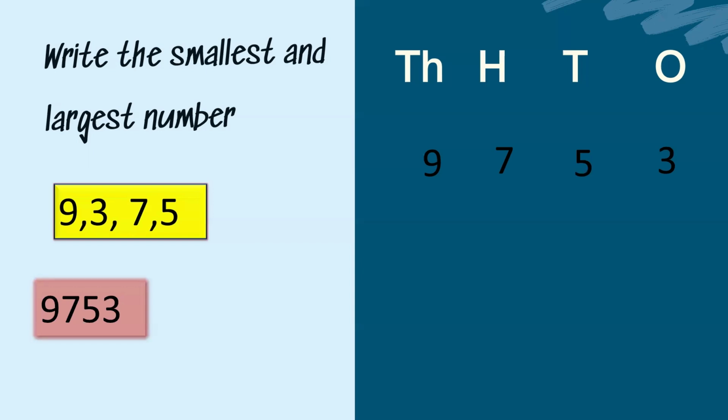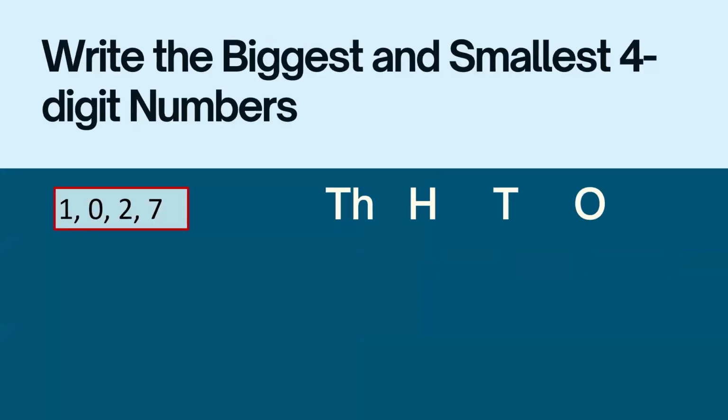Compare the digits. 3 is the smallest, so place it in thousands, then 5 is the next smallest. So place 5 in the hundreds place, next is 7, so place 7 in the tens place, and 9 in ones place. The smallest possible number, with 9, 3, 7, 5 is 3,579.